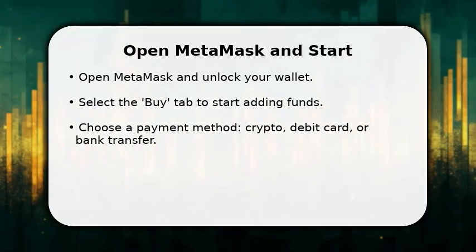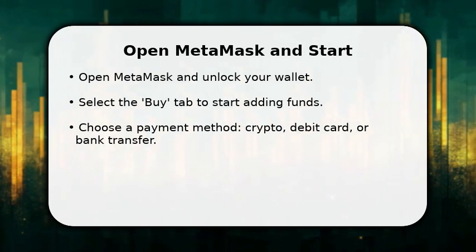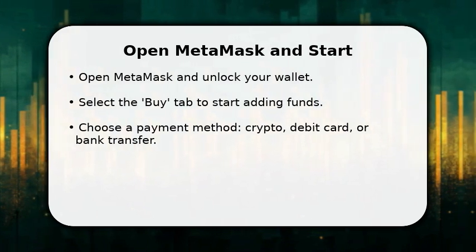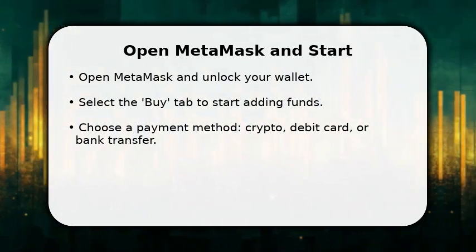Open MetaMask and unlock your wallet. On mobile, tap the Fox icon or open the browser extension on desktop. Confirm your password or biometrics. Select the Buy tab to start adding funds.